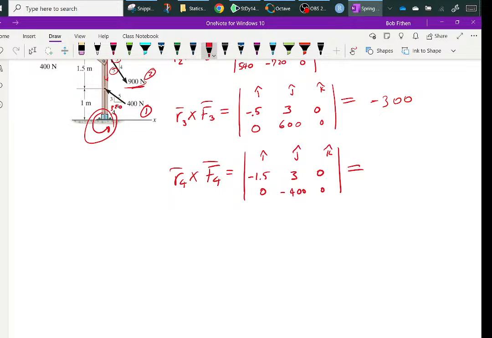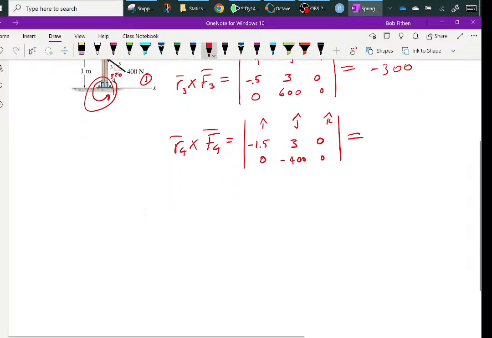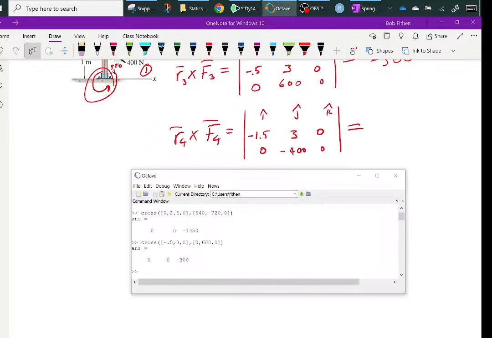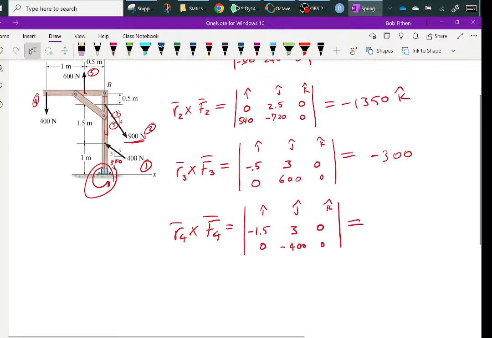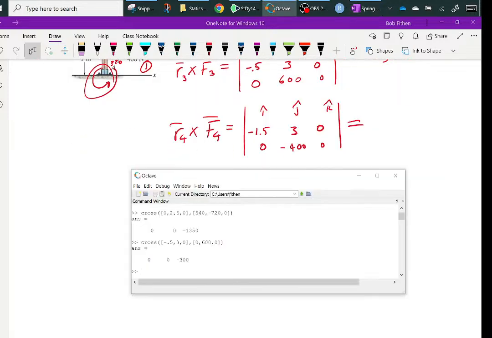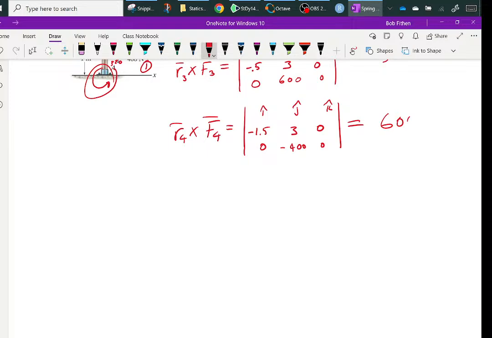And then let's see. Okay. Move it up to here. 4. That's F4. Was that 400 down? Yeah. Okay. So let's go in and put an extra 1 there. And then put a minus 400 here.